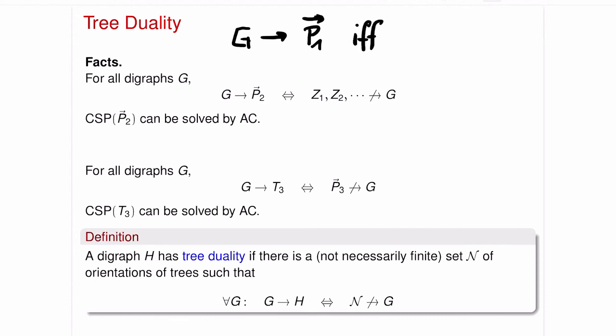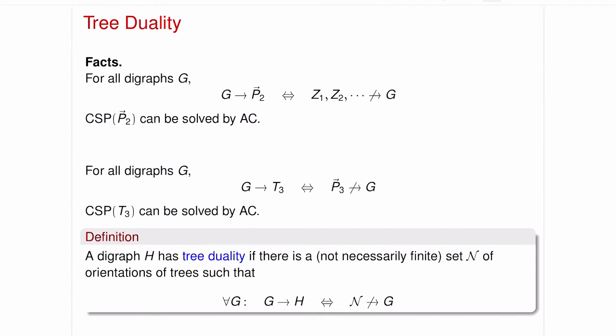So we sketched the proof that this is the case if and only if P2 does not homomorphically map to G. Now you see on the left I have a homomorphism, on the right I have a non-homomorphism. This is sometimes called a duality. And there are many more dualities. I claim that P2 in the directed version has a duality. I claim that a graph G homomorphically maps to P2 if no Zi homomorphically maps to G.